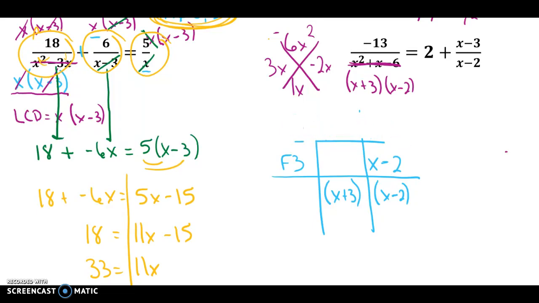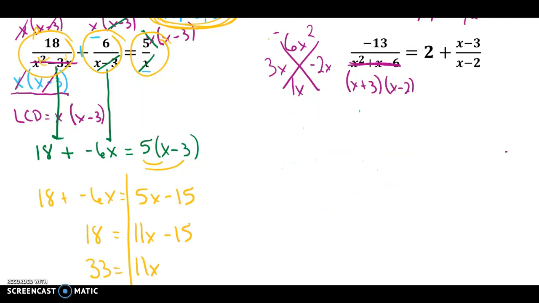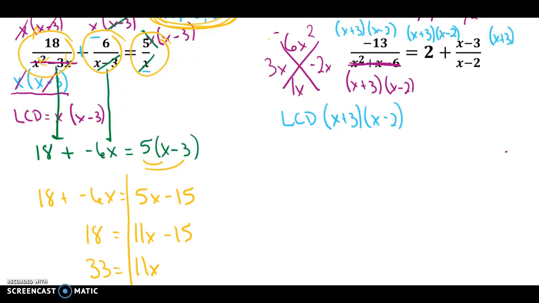So erasing this, my LCD is x plus 3 and x minus 2. So my next step is I'm going to follow step E. I'm going to multiply the numerator in each term or fraction, there's 3 of them, by the entire LCD. So I'm going to take the first fraction and multiply it by x plus 3 and x minus 2. I'm going to take the second fraction, or just the 2 I should say, and multiply it by x plus 3 and x minus 2. And then that last fraction, x plus 3 and x minus 2.